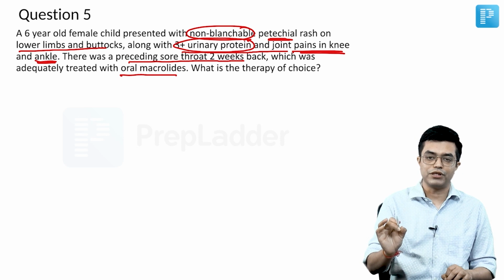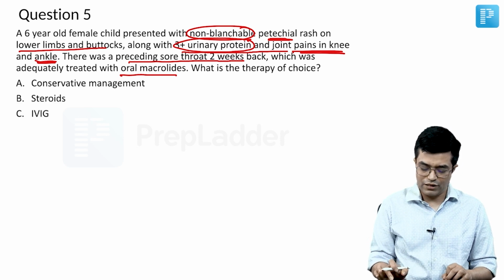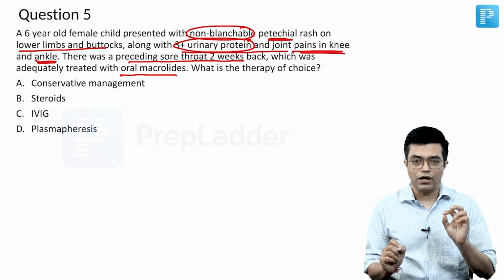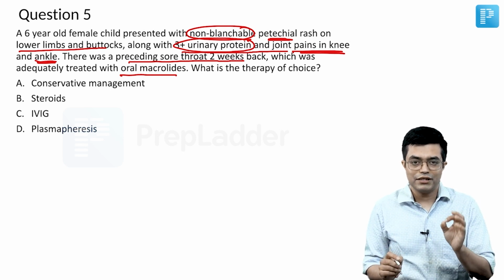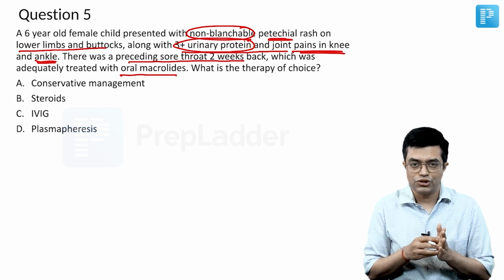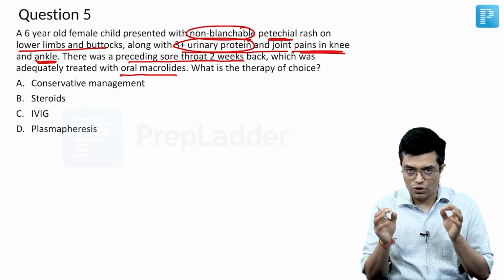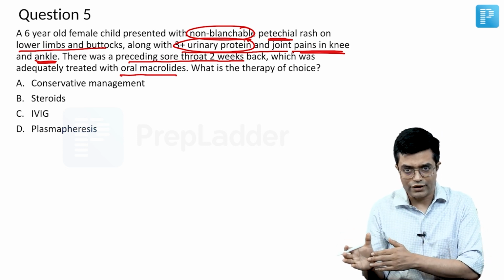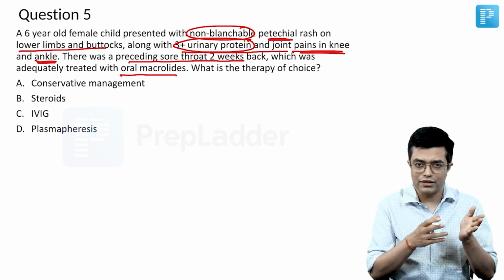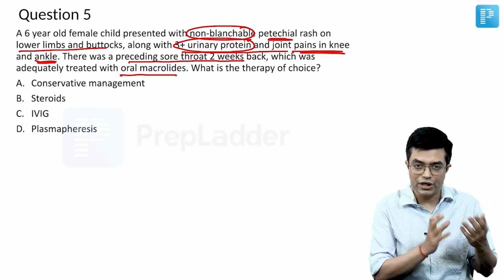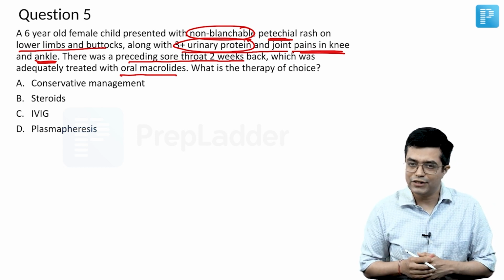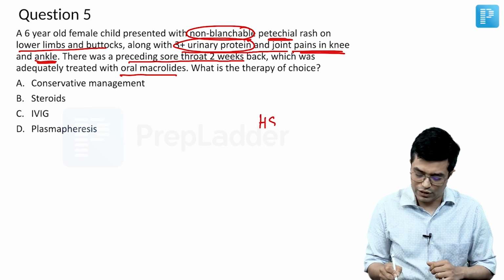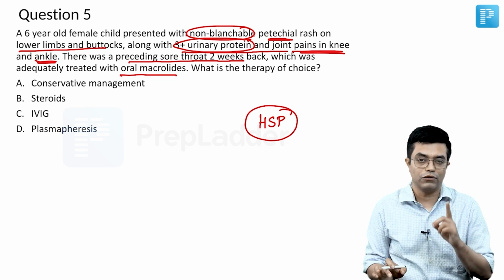What is the therapy of choice? Look at the options: conservative management, steroids, IVIG, plasmapheresis. First, you need to make the diagnosis. According to the EULAR criteria, the presence of a petechial rash without thrombocytopenia on the buttocks and lower limbs, along with features like renal involvement, arthritis, arthralgia, GI involvement, or any tissue biopsy evidence of IgA, makes the diagnosis Henoch-Schönlein purpura. Let us revise the diagnostic criteria for HSP.